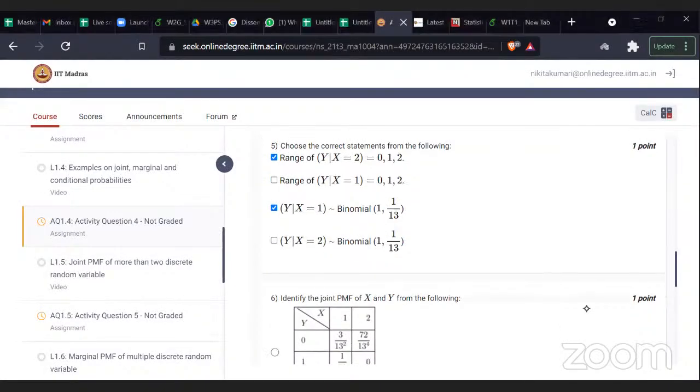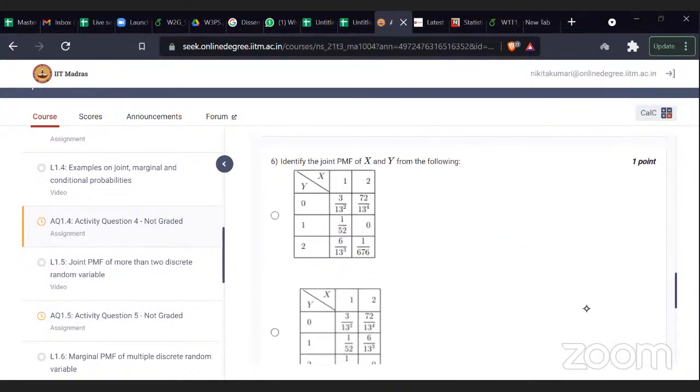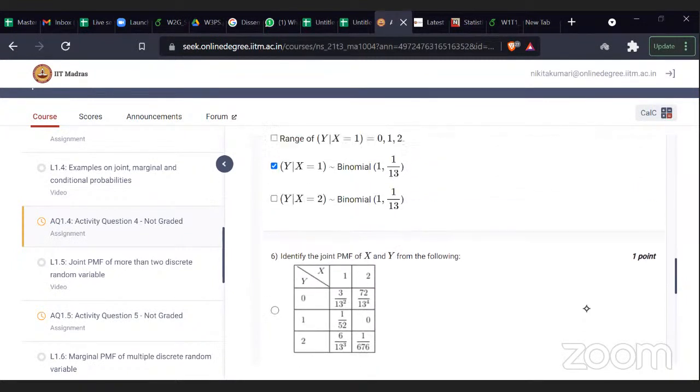So your X is uniform 1, 2. Y is the number of faces obtained from a deck of well shuffled 52 cards in X draws with replacement. So we know from question 5 that given X equals 1, Y has a binomial distribution with n equals 1 and p equals 1 by 13. Right? So I have to find the joint PMF of X and Y.